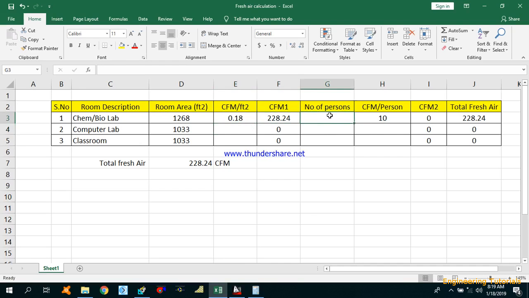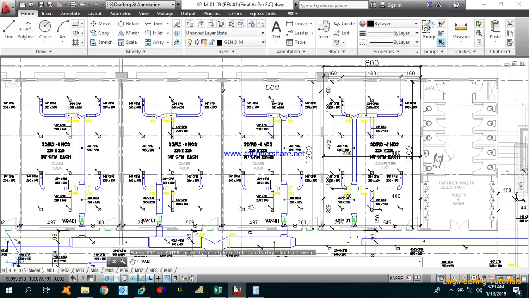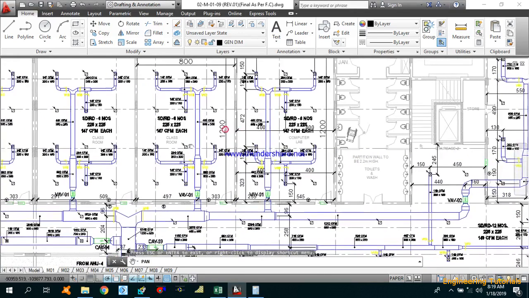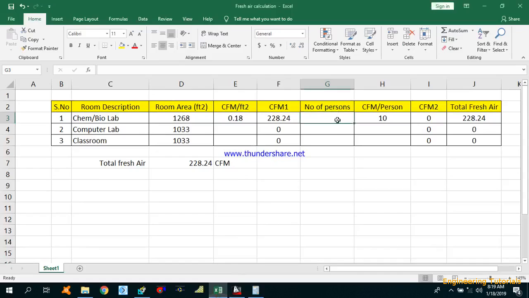Now how to get the number of persons? Usually from the architecture you can get how many persons will occupy the chemistry and bio lab, computer lab and classroom. Let's assume the number of persons in the chemistry bio lab will be 15. So CFM2 is calculated as number of persons into CFM per person.